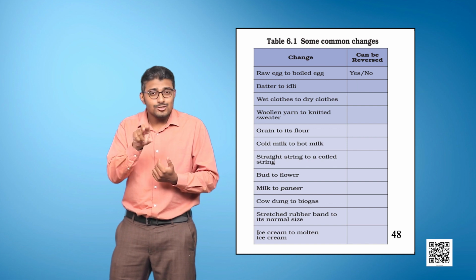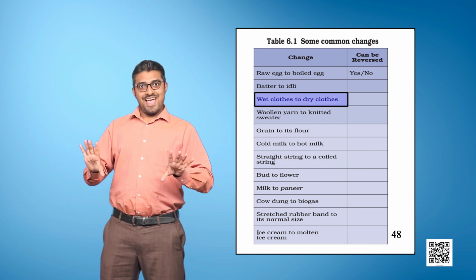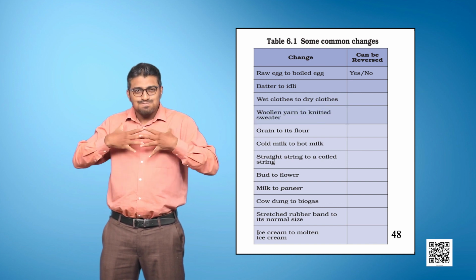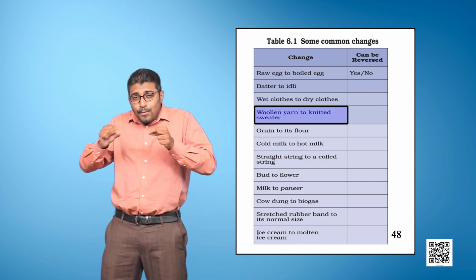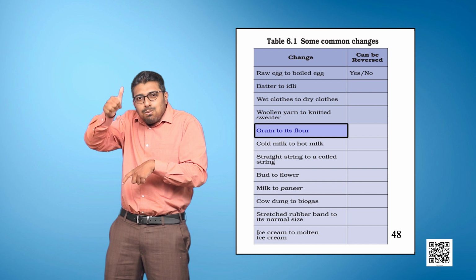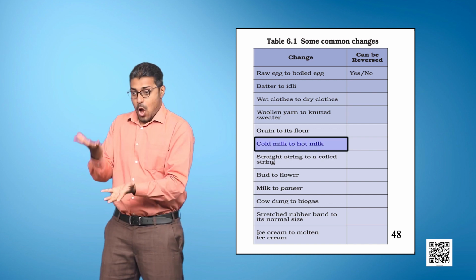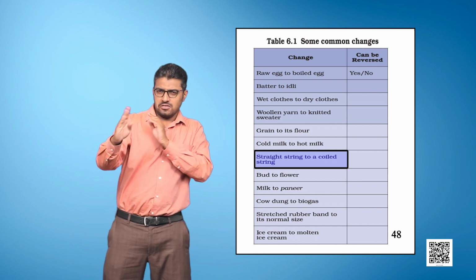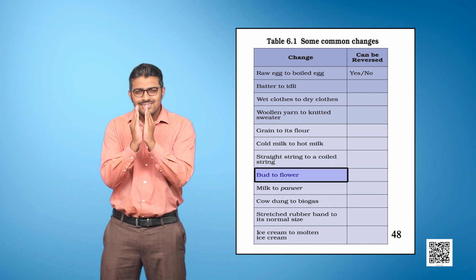Yes or no? Wet clothes to dry clothes. Yes or no? Woolen yarn to knitted sweater. Yes or no? Grain to its flour. Yes or no? Cold milk to hot milk. Yes or no? Straight string to a coiled string. Yes or no? Bud to flower.